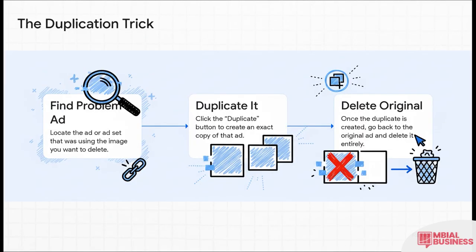Okay, here's exactly how it works. Step one, hunt down the original ad or ad set that's using that image you can't get rid of. Step two, just duplicate it. Make an exact copy. Now listen close, because this next part is absolutely critical. Step three, go back and delete the original ad. I'm going to say that again. Delete the original, not the new copy you just made.